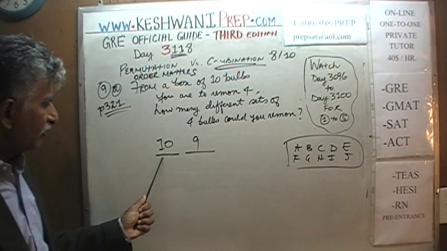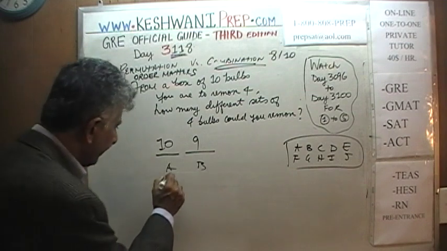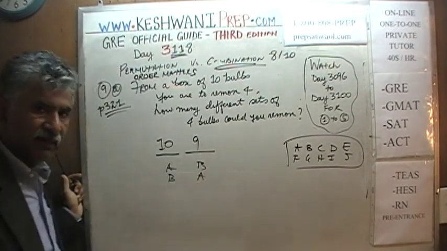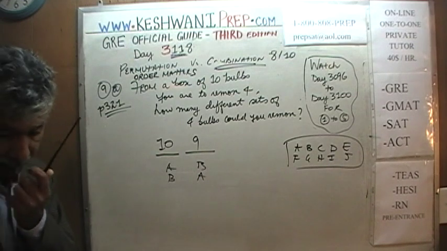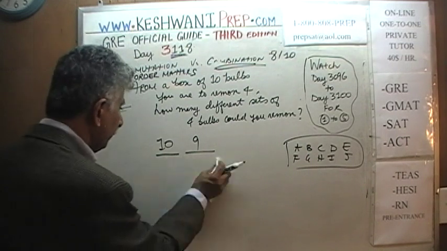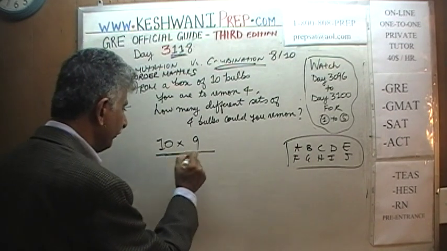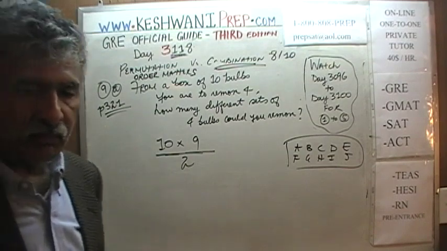So what happens once you pick A and then B? Can we count B and then A as another possibility? The answer is no. We'll begin to repeat ourselves. To undo the double counting, we need to take half of this quantity. That's how we take care of it, because everything is double counted.